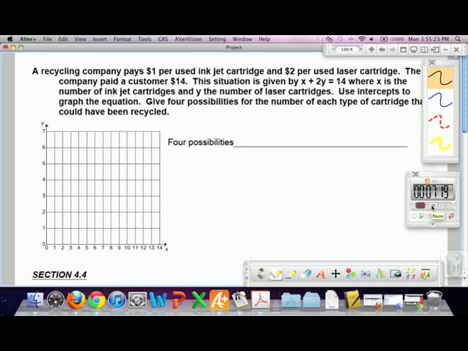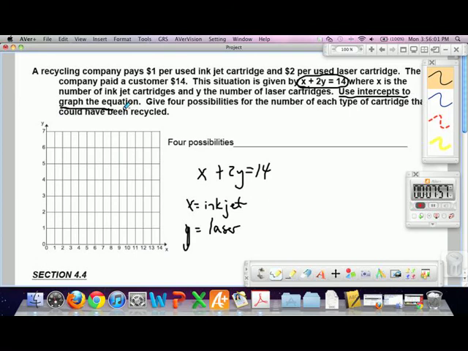Our recycling company pays $1 per used inkjet cartridge and $2 per used laser cartridge. The company paid a customer $14. This situation is given by this function, x plus 2y equals 14, where x is the number of inkjet cartridges and y is the laser cartridges. First, use the intercepts to graph the equation. So let's find the x and y intercepts.